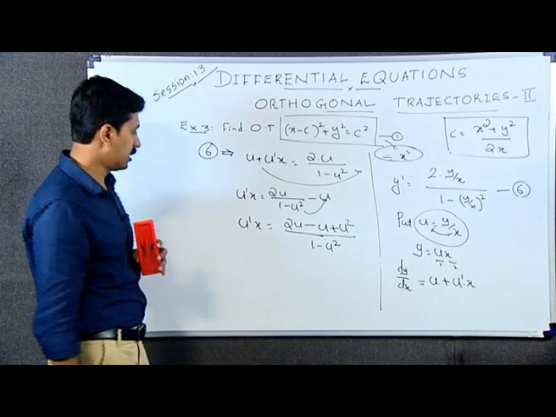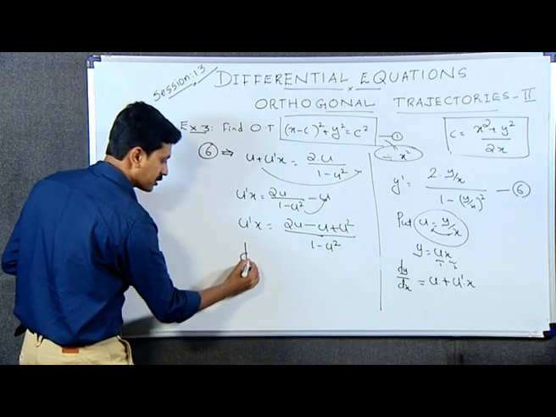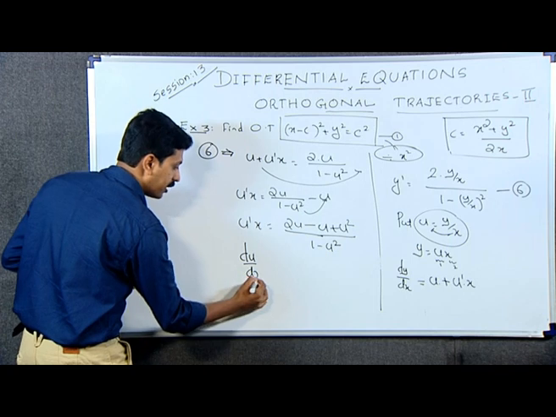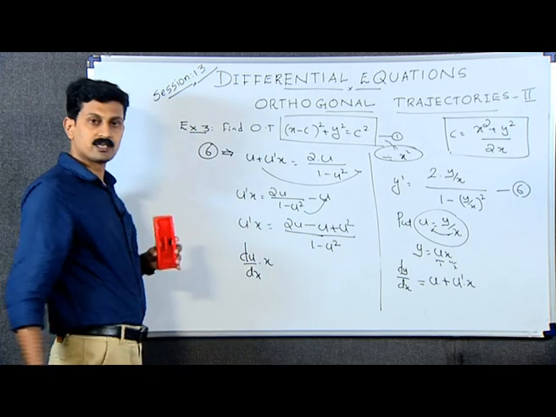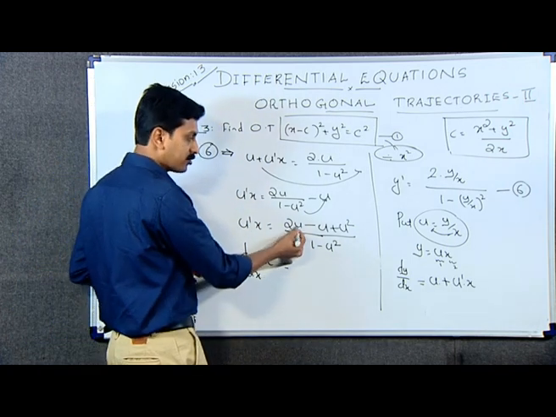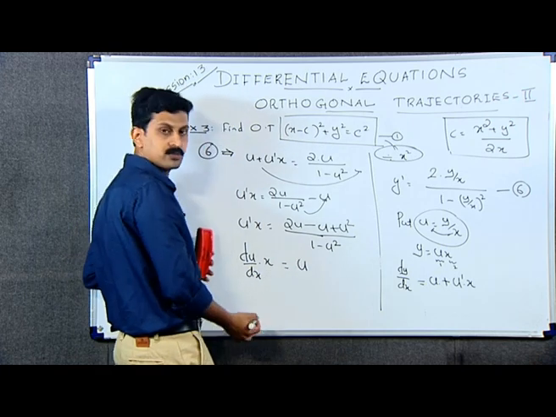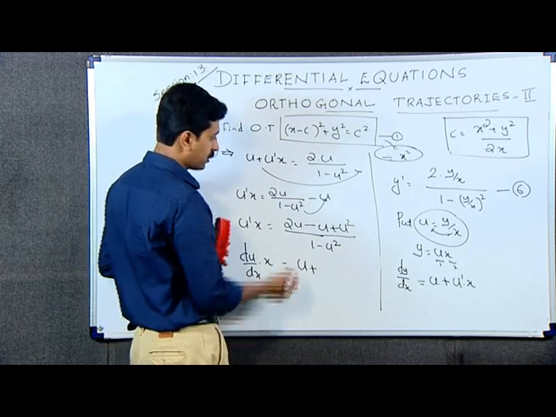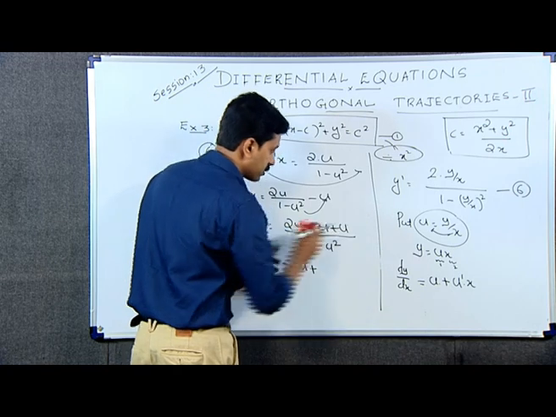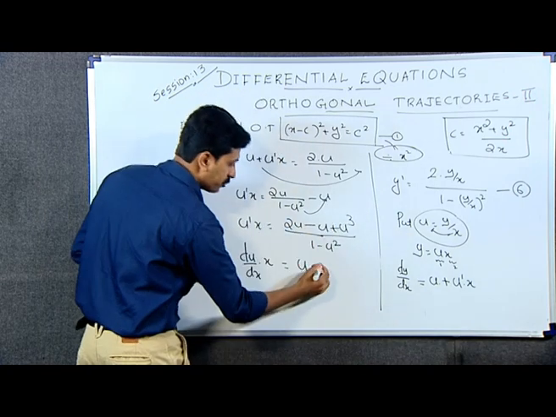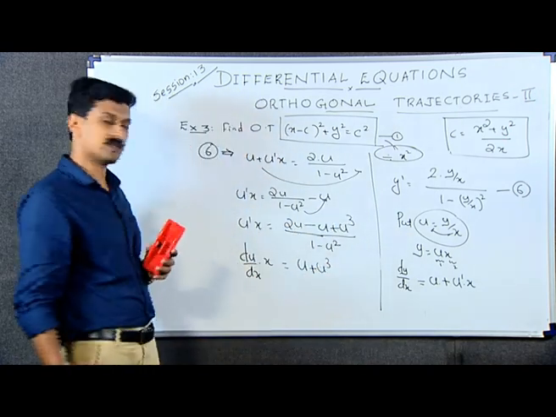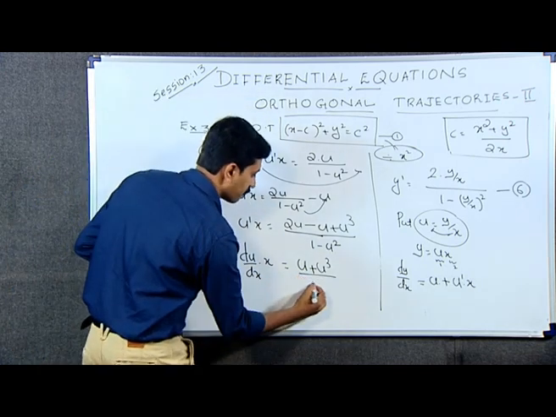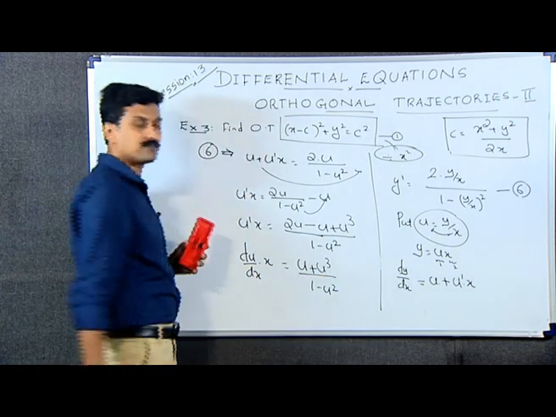Therefore u dash of x, replacing u dash as du by dx into x, is equal to 2u minus u, that is u, plus u cube. So this is equal to u plus u cube divided by 1 minus u square.